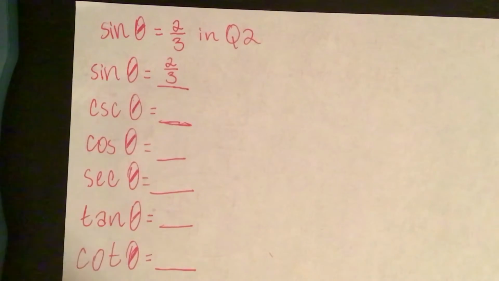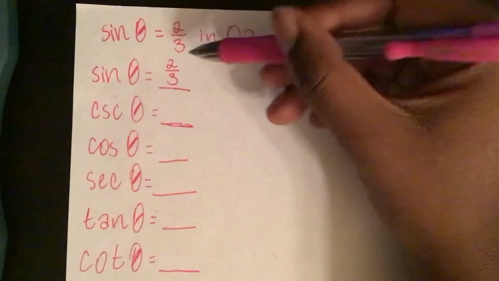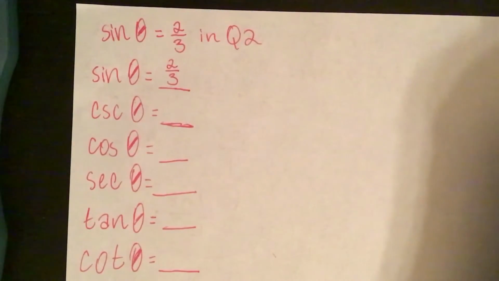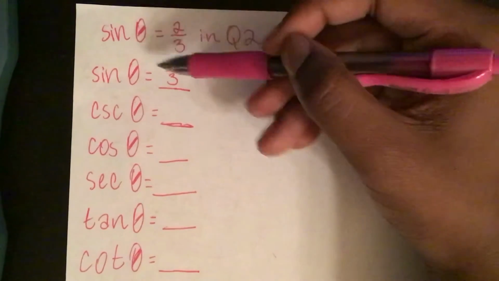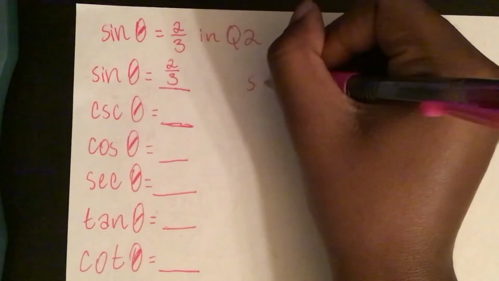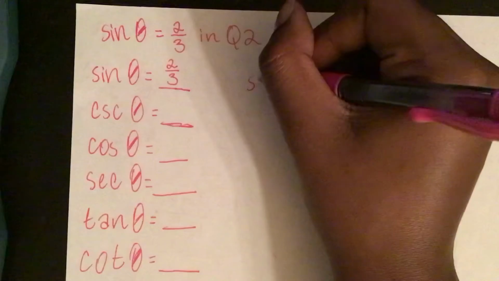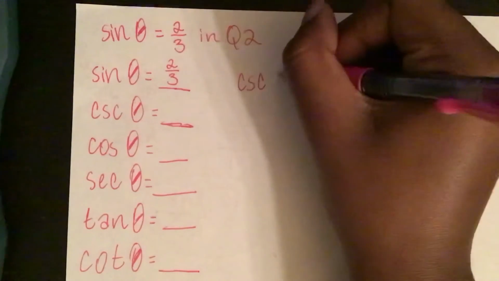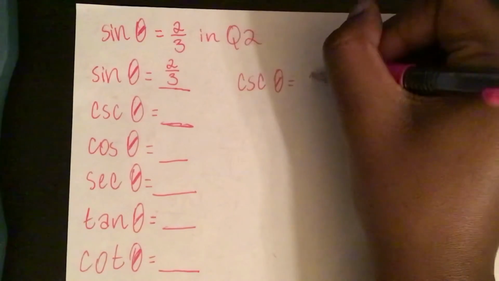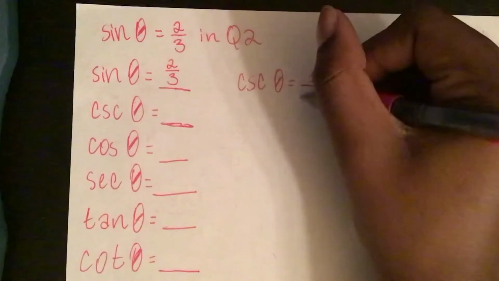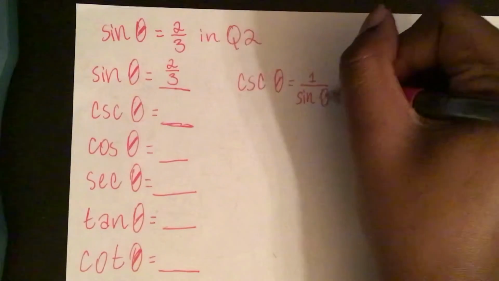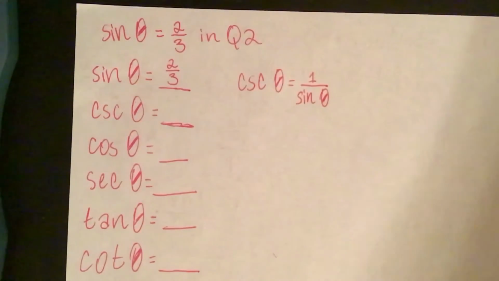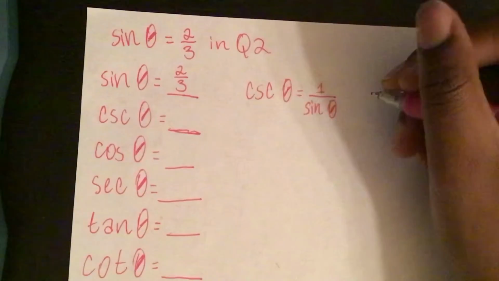So since the sine of theta is equal to 2/3, we know that from our reciprocal identities, the cosecant of theta is going to equal 1 over the sine of theta. So let's do it in pencil here.